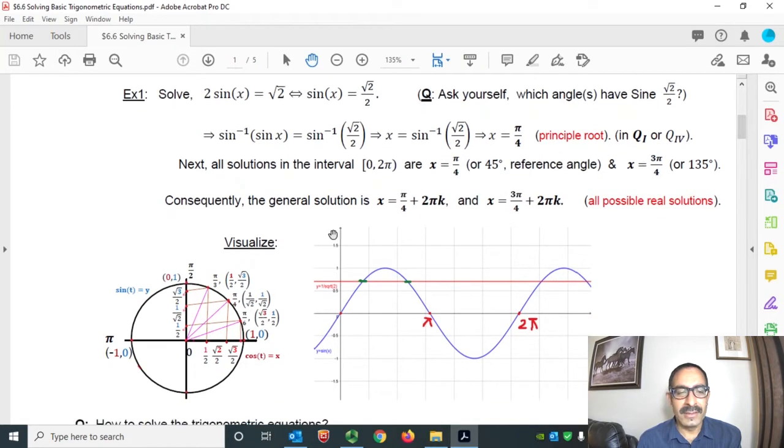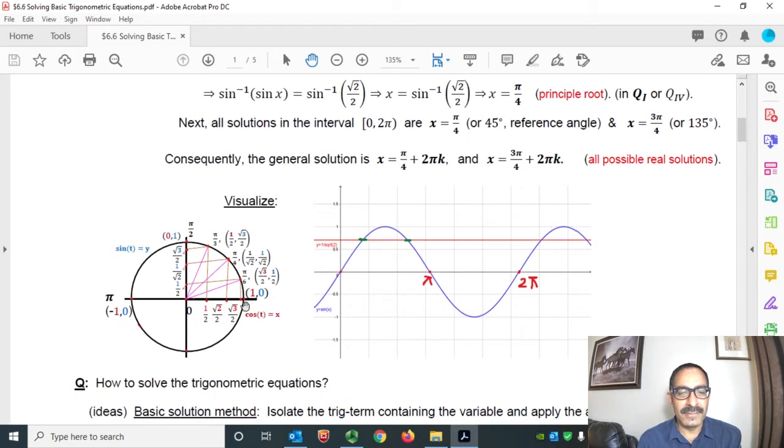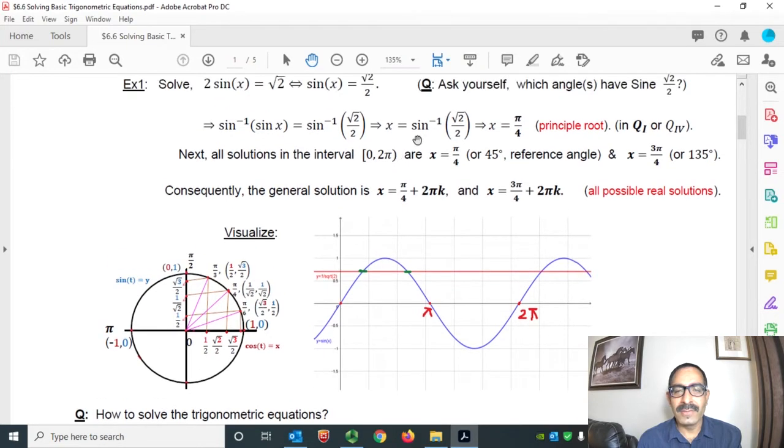And here on the first diagram, we know radical 2 over 2 is 1 over radical 2. So that's the sine value. The sine of pi fourth is 1 over radical 2, which means radical 2 over 2. So the inverse sine of radical 2 over 2 is simply pi fourth. So we have x equals pi fourth. Now this is the principal root, which lies in the first quadrant.